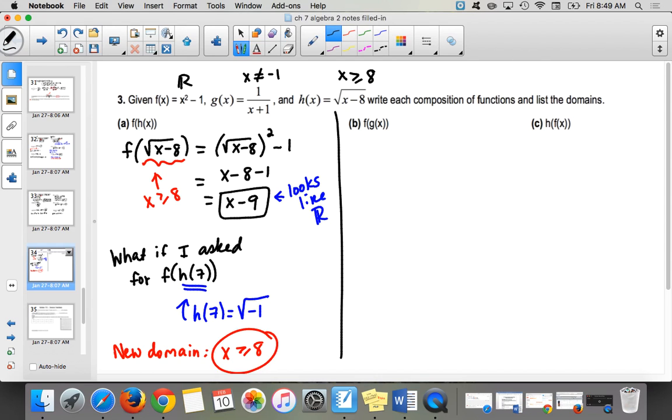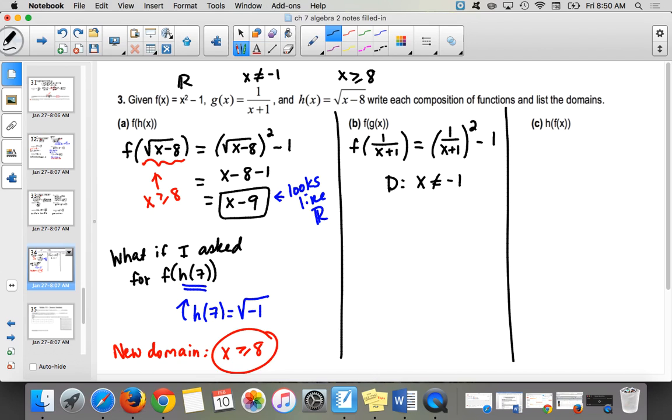Okay, so if I have f of g of x, I'm going to do f of 1 over x plus 1. So when I square it, I get 1 over x plus 1 squared minus 1. We can leave it like that. All right, so our domain ends up being x is not equal to negative 1. That was also the inside function. See how g of x's domain was x cannot be negative 1. Well, in the final result, x couldn't be negative 1 anyway. So this one is still just x is not equal to negative 1.